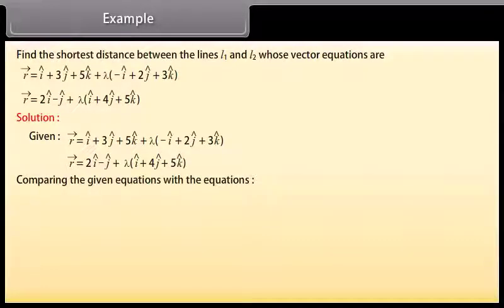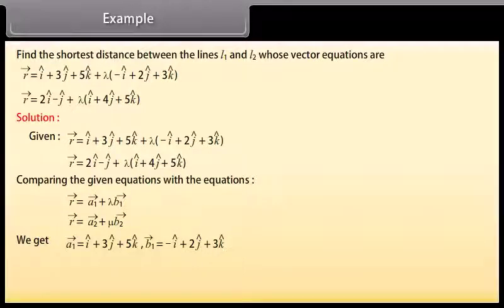Comparing the given equations with the equations vector r equals vector a1 plus lambda vector b1, vector r equals vector a2 plus mu vector b2, we get vector a1 equals i cap plus 3 j cap plus 5 k cap, vector b1 equals minus i cap plus 2 j cap plus 3 k cap. Vector a2 equals 2 i cap minus j cap, vector b2 equals i cap plus 4 j cap plus 5 k cap. Vector a2 minus vector a1 equals i cap minus 4 j cap minus 5 k cap.